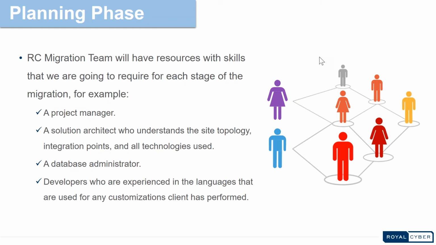So once the planning phase is done, the team that constitutes the planning phase from the Royal Cyber side would be a project manager, a solution architect, a database administrator. And ever since V9 was launched, since we do a lot of R&D as well, we already have a pool of developers, commerce developers, who have experience on XC architecture. We already moved our add-ons to XC. So we know what the challenges are.